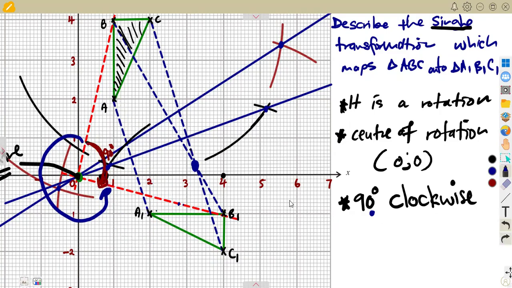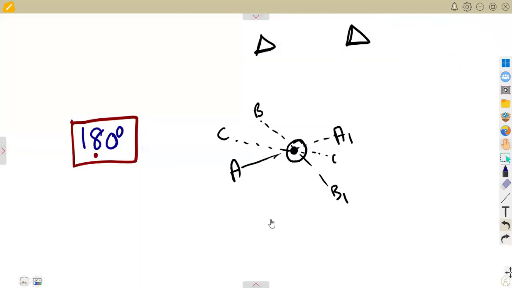No. I'm talking about when you are joining points, when you are joining A to A1, B to B1, C to C1. On a 180 degrees rotation, when you are joining, all of these three are going to pass through the same point. That's the special part of a 180.